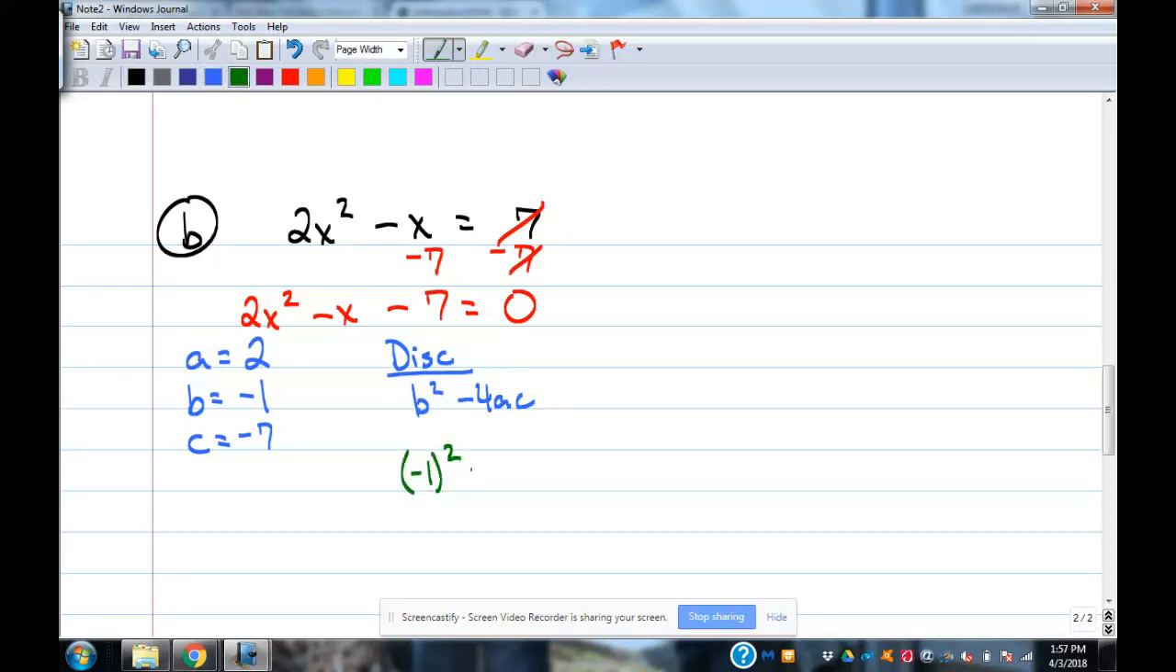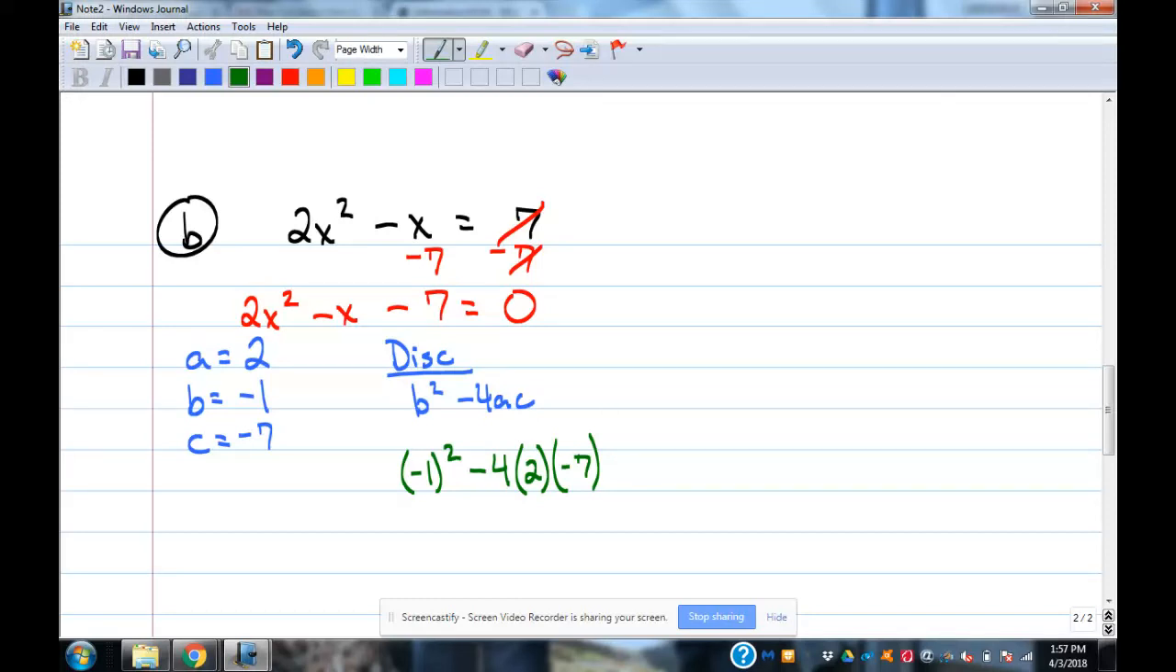-1 squared minus 4 times A, which is, and C, -7. Be careful, don't drop a sign on one of your values because it will mess up your discriminant, which could mess up everything else. So be careful on your signs.